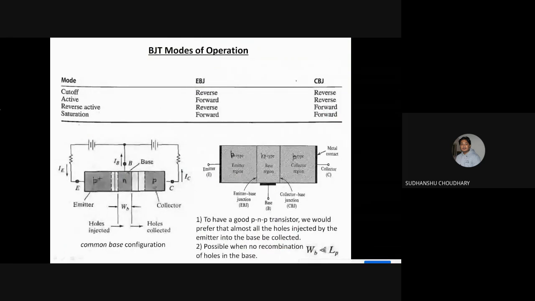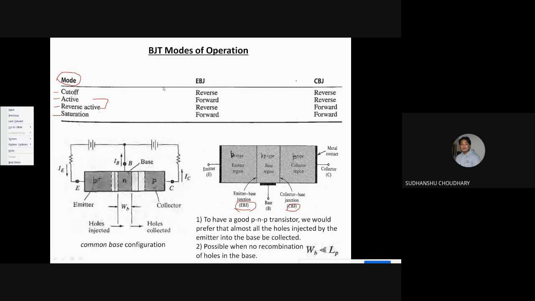Let us define once again the modes of operation. So there can be 4 modes of operation. In fact, one is cutoff, active mode, reverse active mode, right? So these 2 modes, active and reverse active mode, and then we have a saturation mode. Now these modes of operation depend upon the biasing conditions across the emitter base junction and the collector base junction. So how you are biasing the PN diode here and the PN diode here on the collector side decides my mode of operation.